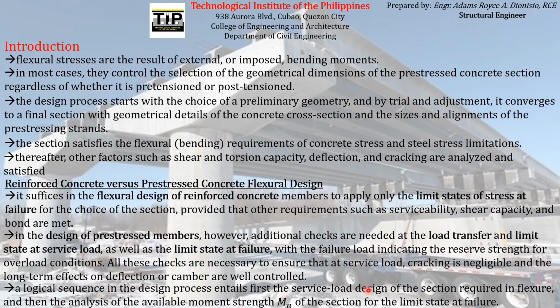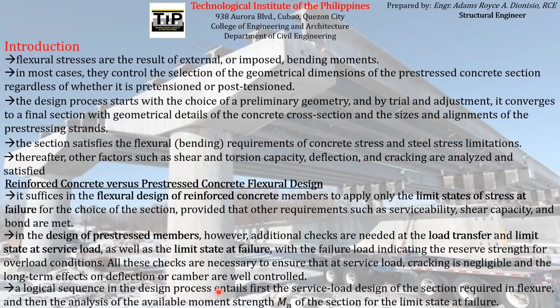After we have found the particular section that is sufficient to address the flexural requirements, we will analyze that section that we already found satisfies the flexural requirements. We will just analyze its available moment strength to resist the ultimate flexural stresses at failure. That is usually the logical sequence in the design process of pre-stressed concrete members.